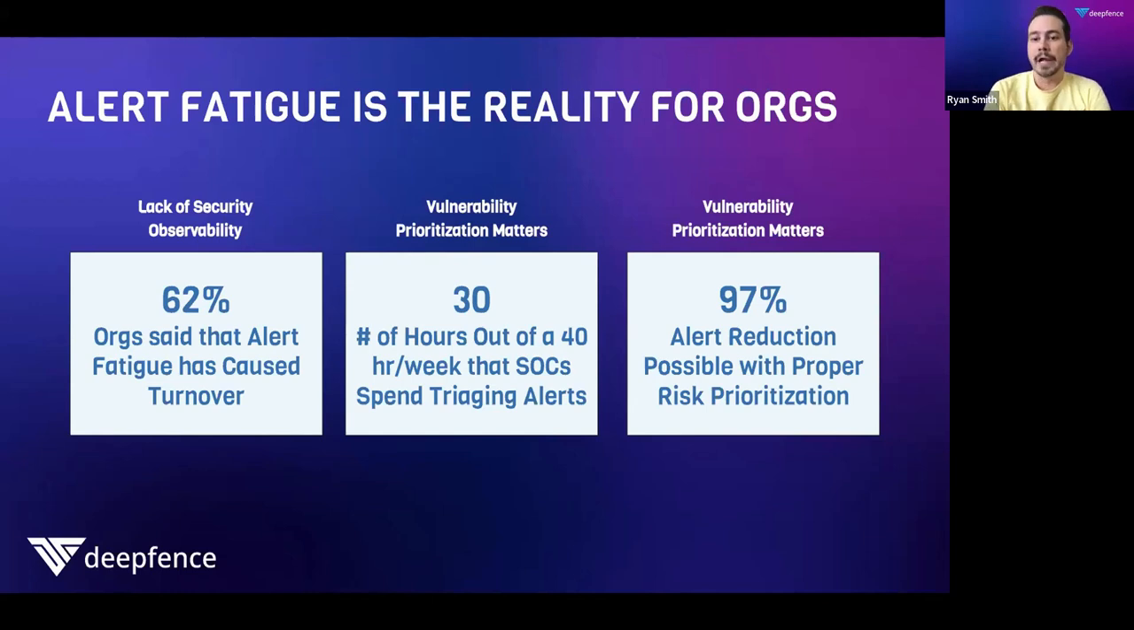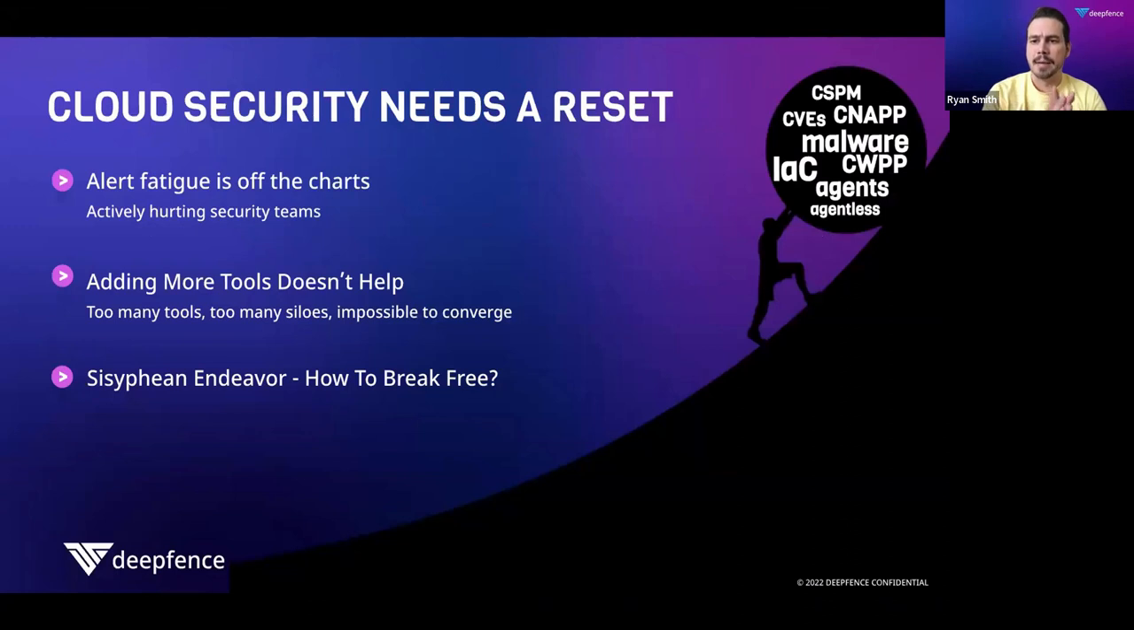But there's hope here, right? The statistics, the research, the data indicate that with proper risk prioritization, and what we mean by that is not just identifying vulnerabilities, but evaluating them according to their exploitability within the environment, 97% of alerts that we get from our security tooling can be reduced. So that 30 hours a week turns into 1 hour a week of alert triaging, and it opens up so much more potential for our security teams to contribute in positive ways to our security risk and compliance posture that we didn't have before. So we're really excited to dive into this topic a little bit today.